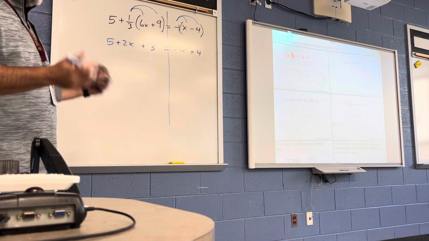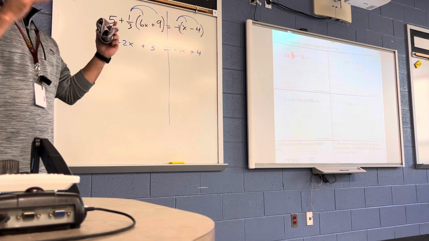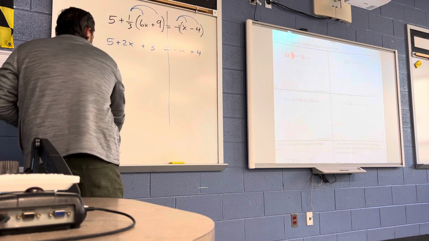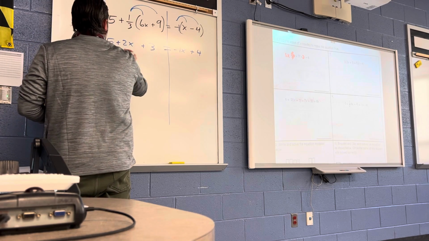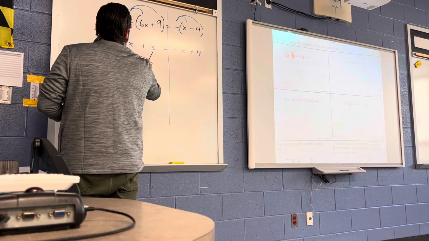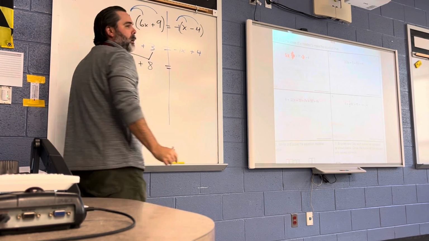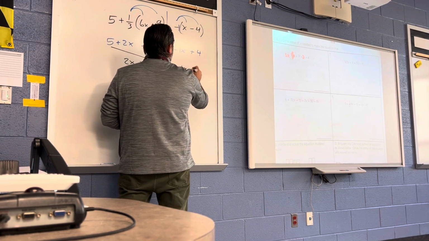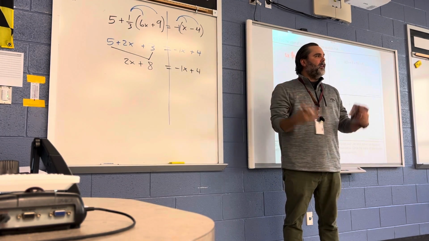All right, distribution done. Now we need to decide if anything can be condensed, combined, simplified. Can this side be simplified? Yeah, so let's do that. So, the 5 and the 3, right? 5 plus 3 is 8. 2x just comes down. Can this side be simplified? No, so leave it alone. All right, now everything's distributed and simplified.